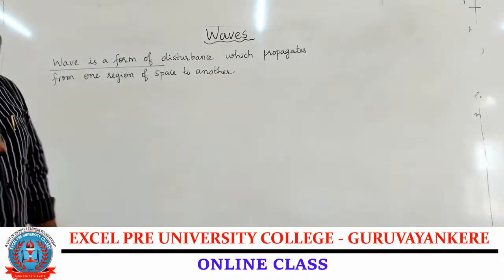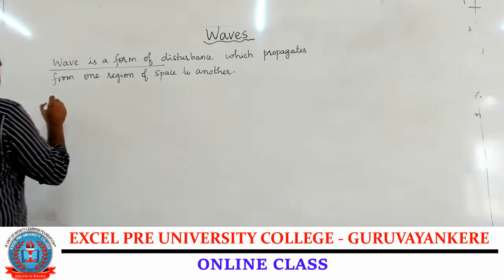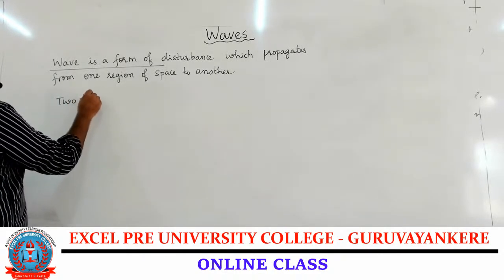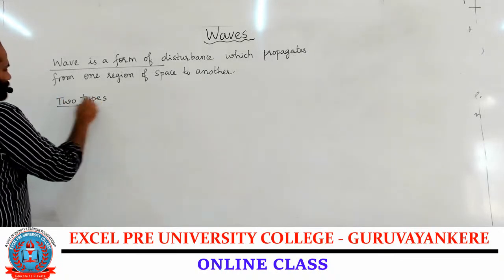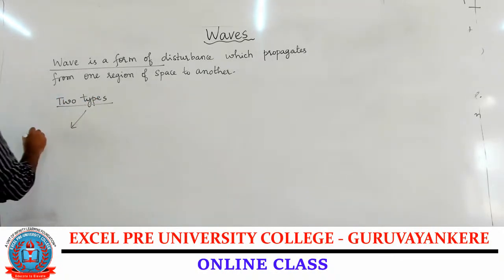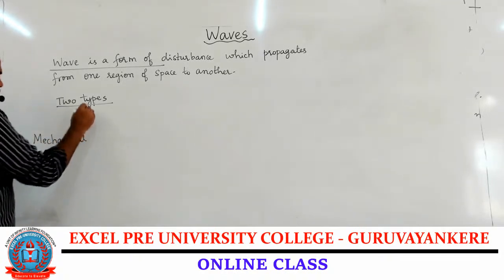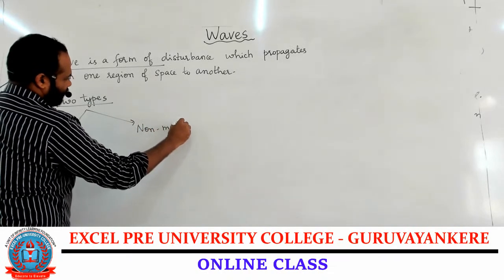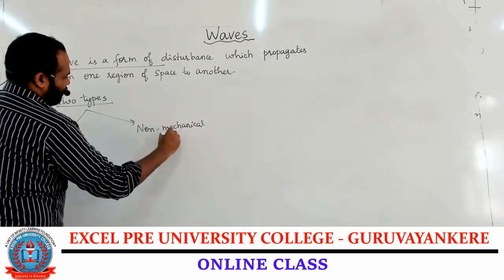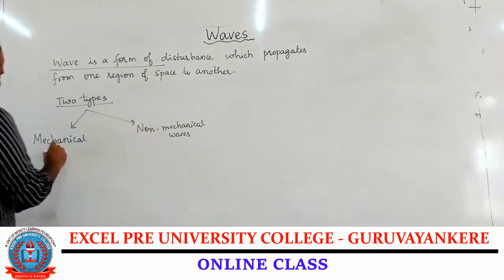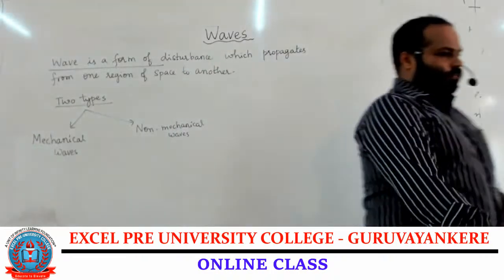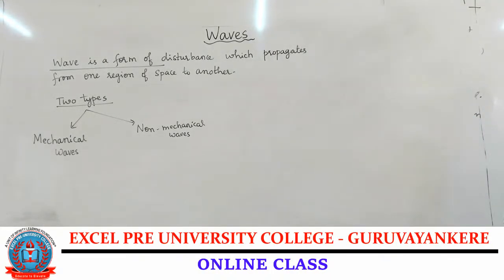So there are mainly two types of waves. One is called mechanical waves. Another is obviously then non-mechanical waves. Mechanical waves and non-mechanical waves. Okay? So there are two types of waves.